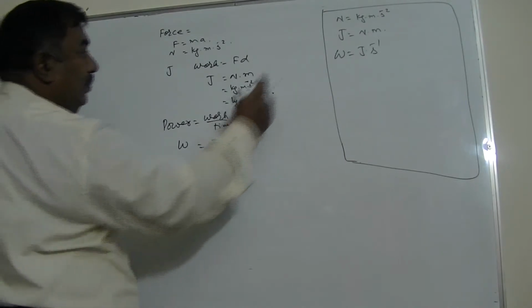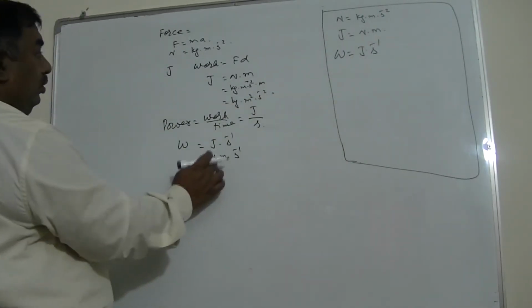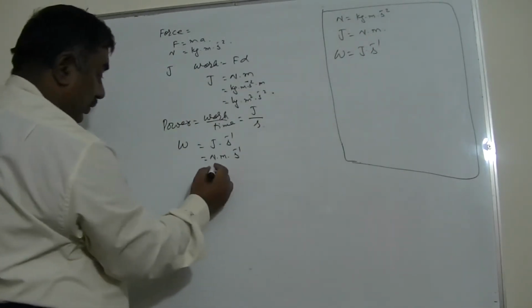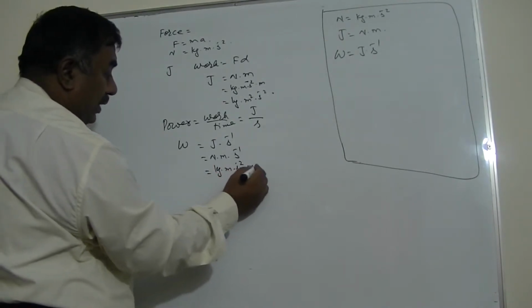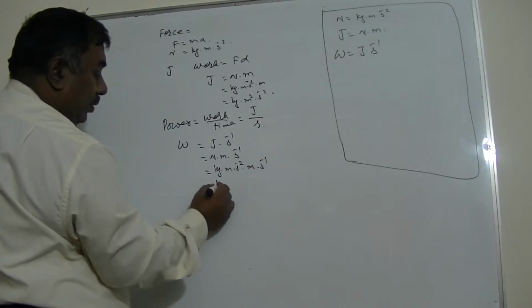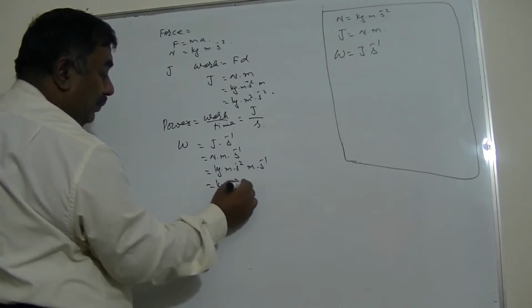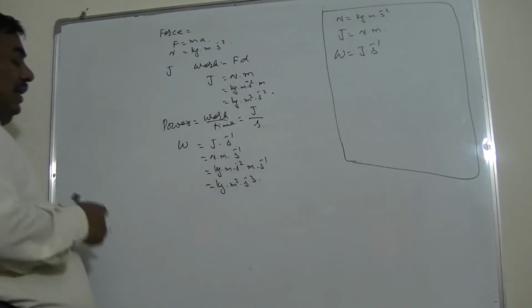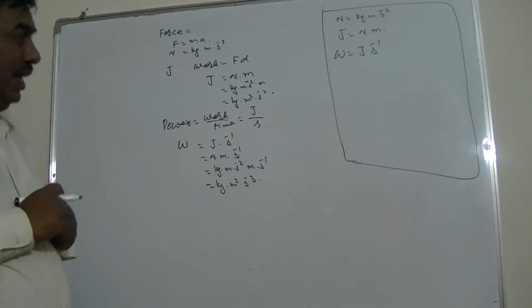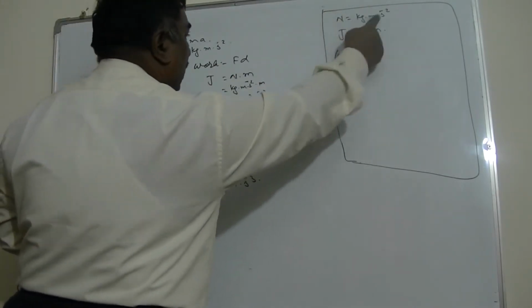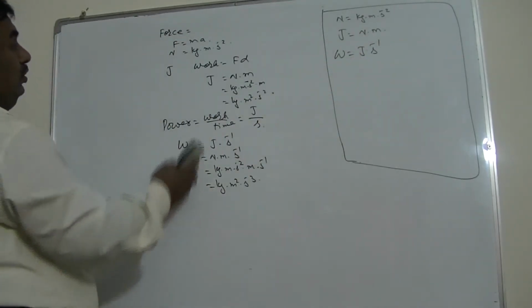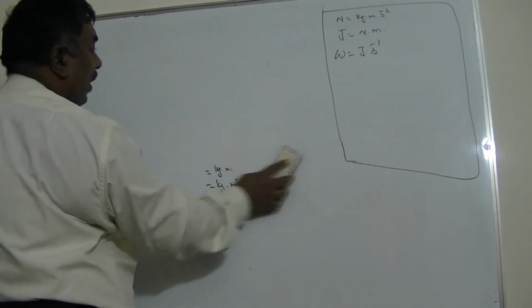Again, remember the joule is Newton into meter. Then Newton is again kilogram meter per second square. So kilogram meter per second square into meter s power minus 1. So this will be kilogram meter square s power minus 3. So these are the SI base units of watt. So we have to remember these common units: Newton, kilogram meter per second square; joule, Newton into meter; watt, joule per second.